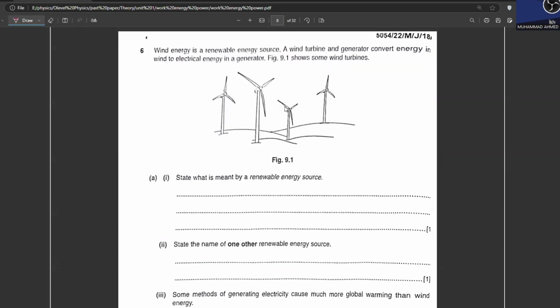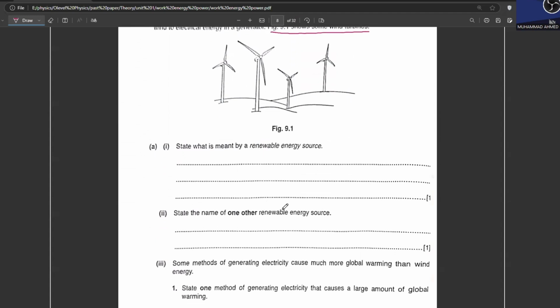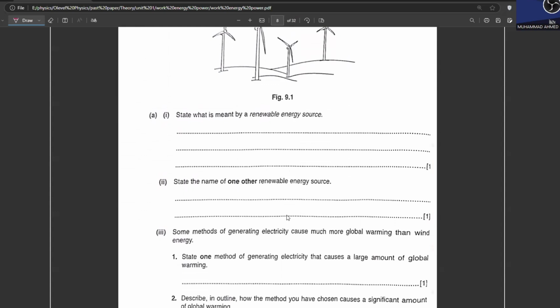Okay, let's see this. Wind energy is a renewable source of energy. A wind turbine and a generator convert energy in wind to electrical energy in a generator. Figure 9.1 shows some wind turbines. State what is meant by a renewable energy source. It is an infinite, or you can say replaceable energy source. Simple as that. One marker questions are literally really easy.